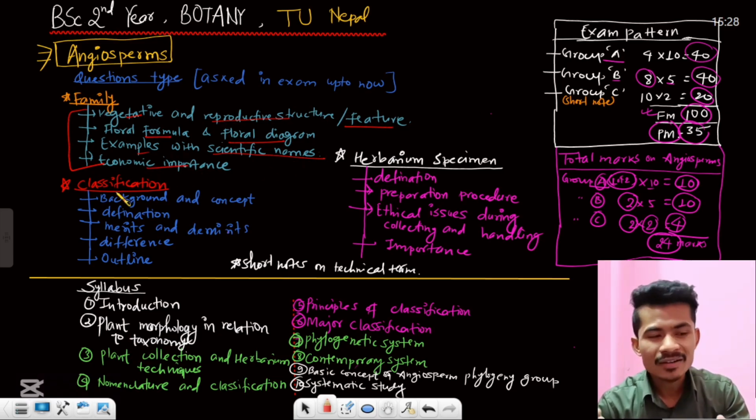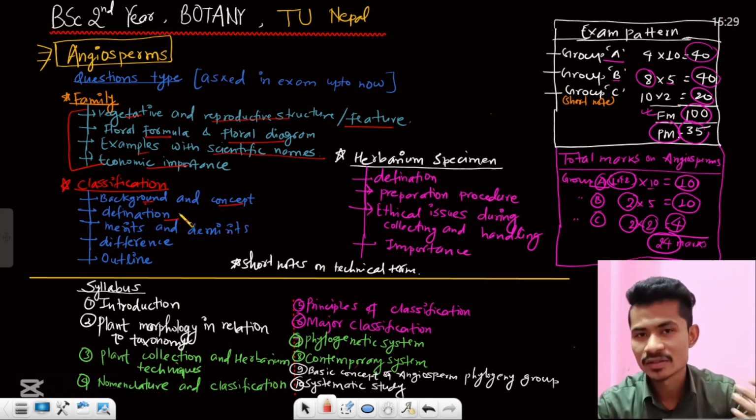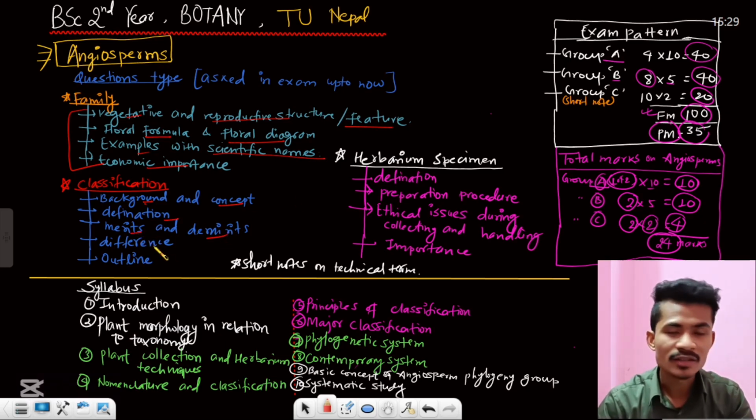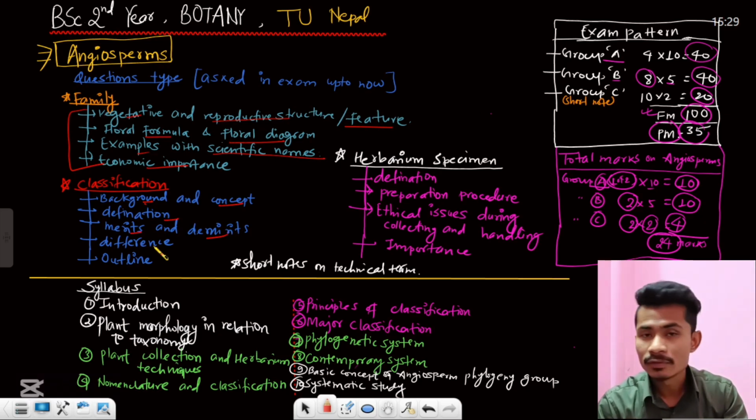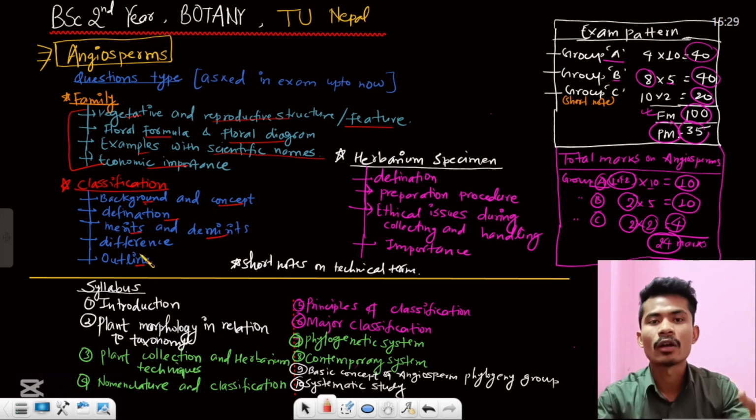Second topic, classification. There are different types of classification. From classification, questions come from the background and concept, the definition, like what is artificial system, what is natural system, their merits and demerits, the difference among the different types of classification, and the last one is the outline of classification.